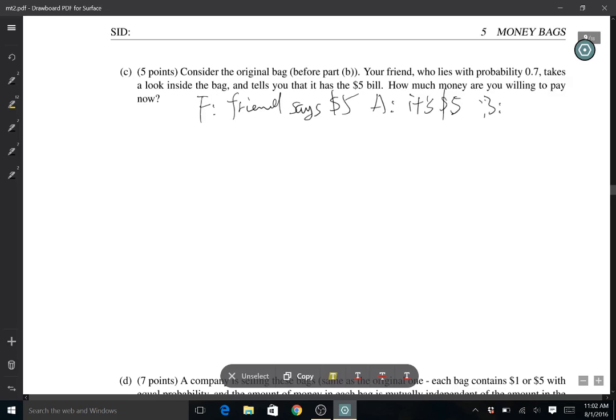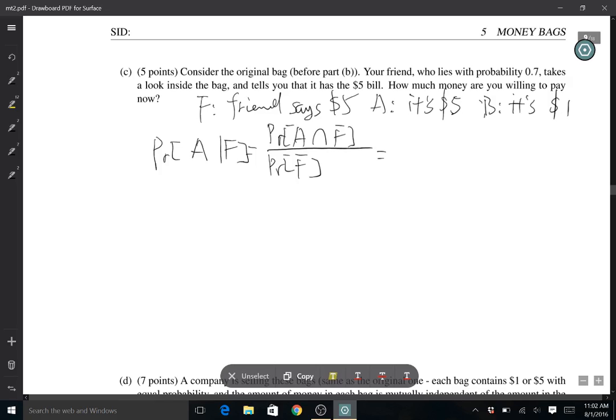B, the event that it's actually $1. Okay, so the probability of given S, it's actually a $5 bill, is the probability of S over, dividing the probability of A intersect F. So same here, we're breaking this probability into two parts because it actually depends on two different cases, which is what originally is the dollar in the bag. So the probability of A intersect F plus the probability of B intersect F. And the denominator is still A intersect F.